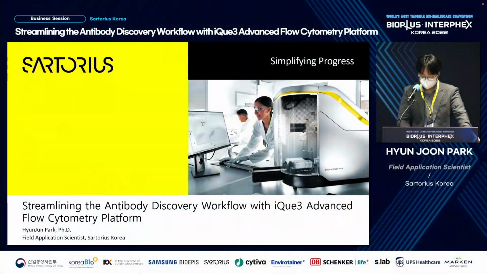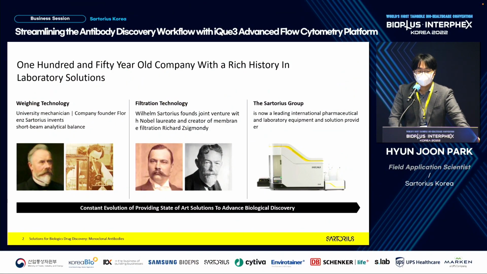So what I would like to give you today is about our high throughput platform, using iQue3 advanced flow cytometry platform. I'm going to give you various applications that you can use using our system. So let me now go over what our company is like.